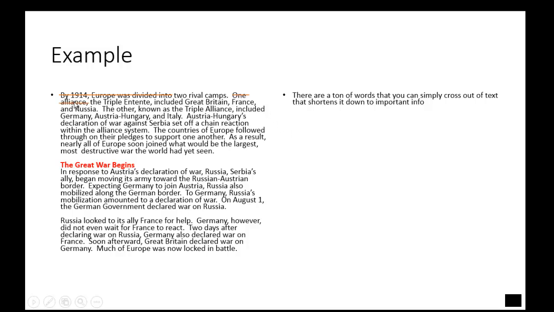I don't really need this "one alliance" part. I can get rid of that. The other, known as the Triple Alliance. Okay, so the other known as, what do I need that for? Right, Triple Alliance, here's the other group, included Germany, Austria-Hungary, and Italy.